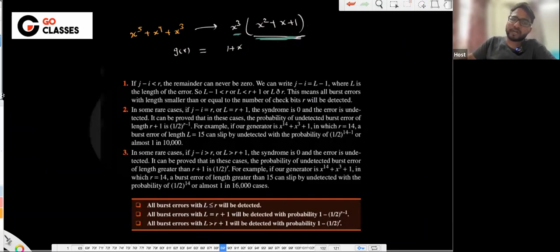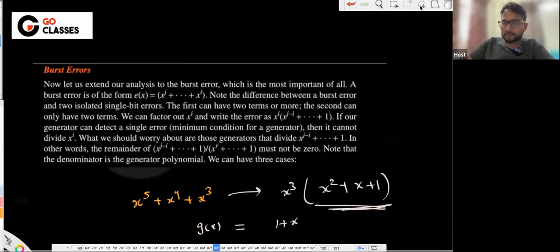Let's suppose the first term, we can easily have a generator that does not divide it. So let's see if I can control the second term. What is the second term in generic form that they have written? I think this is this one, right?